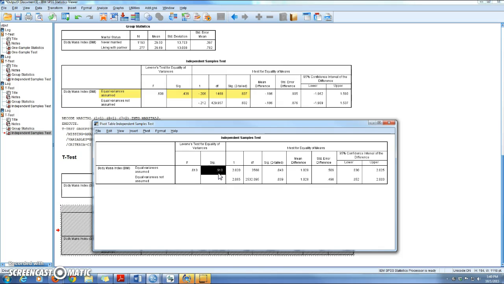So we're going to fail to reject the null hypothesis, which means that we can assume that there is no difference between the variance of the two groups. That means we get to use this row, and we'll use this data for the t-test.